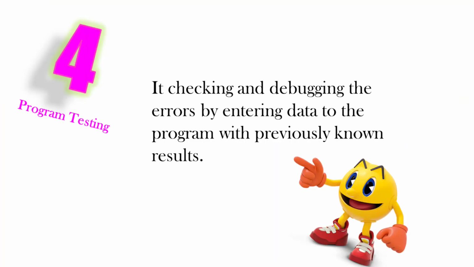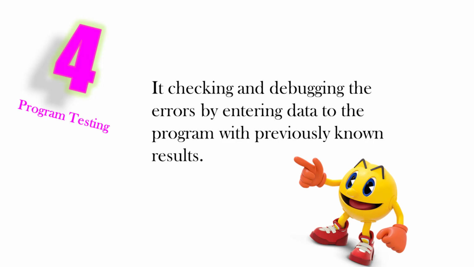Stage number 4, program testing. While writing the program, we unintentionally make some mistakes, like writing a minus sign instead of plus. We can't detect errors unless we begin entering data to the program with previously known results to compare the results of the current program to those of the well-known results. Therefore, we check the errors and debug them.